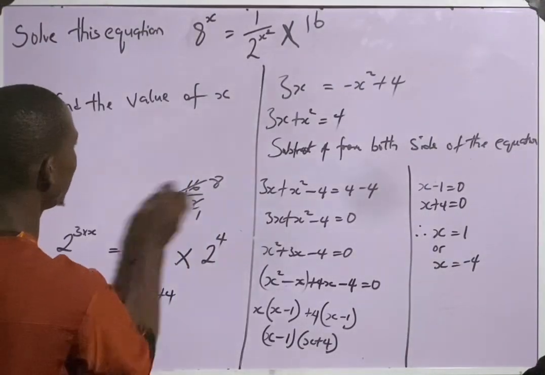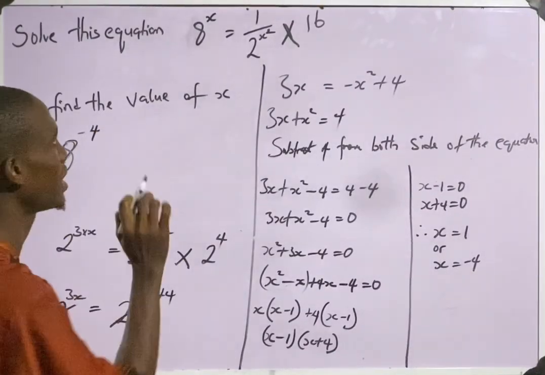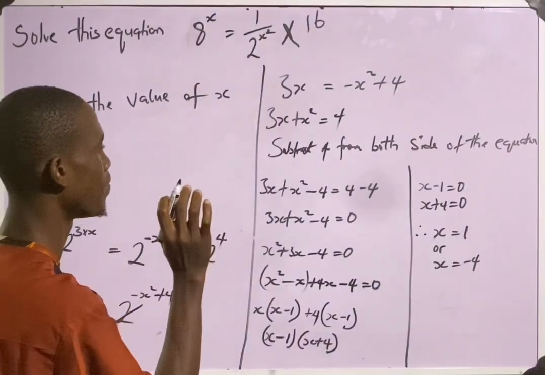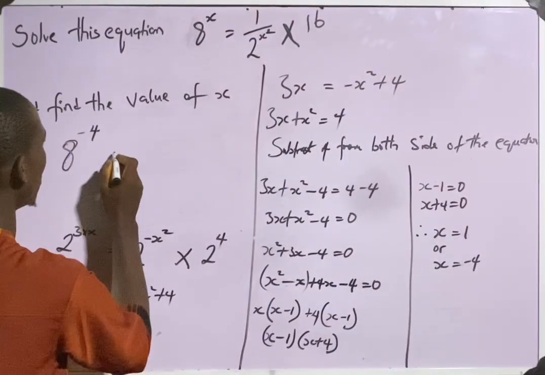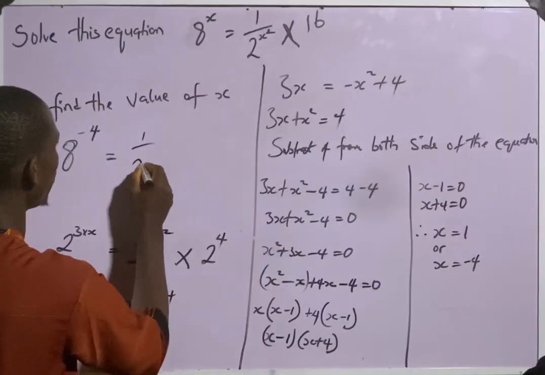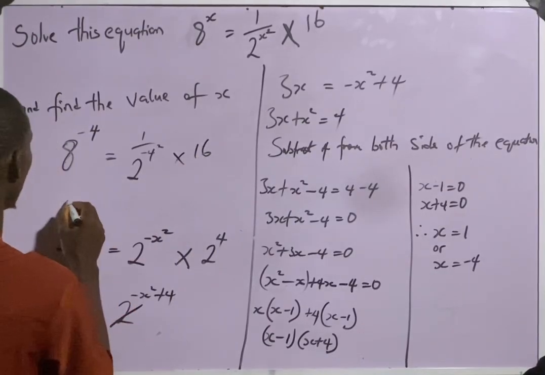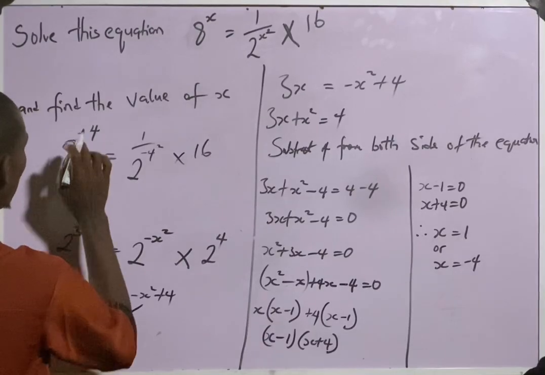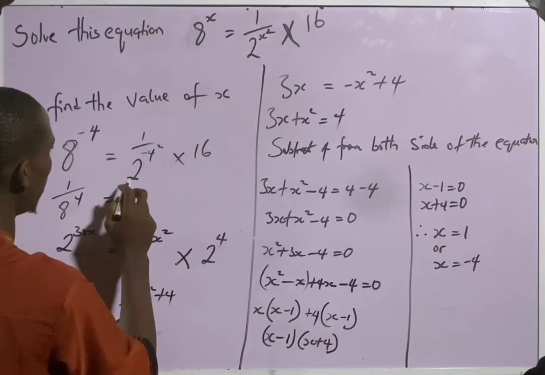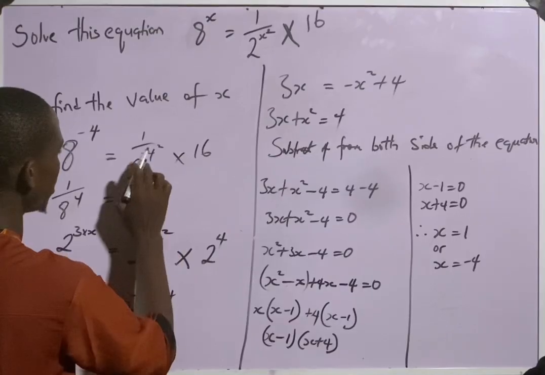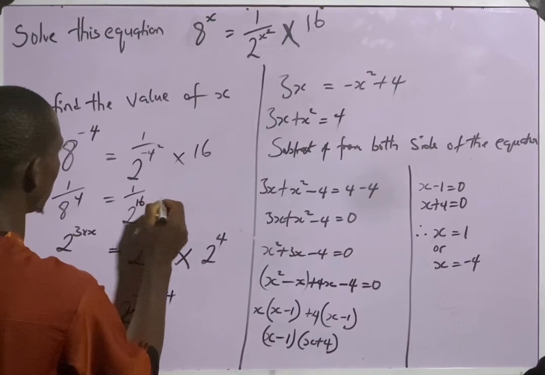Then let's still implement it on the second one. So we have 8 raised to the power minus 4. That is when x is minus 4. So 8 raised to the power minus 4 is equal to 1 over 2 raised to the power minus 4 squared times 16. This is something as when we have minus, so we have 1 all over 8 raised to the power 4 is equal to 1 all over 4 squared. Minus 4 squared will give us plus 16. So this is 2 raised to the power 16 times 16.